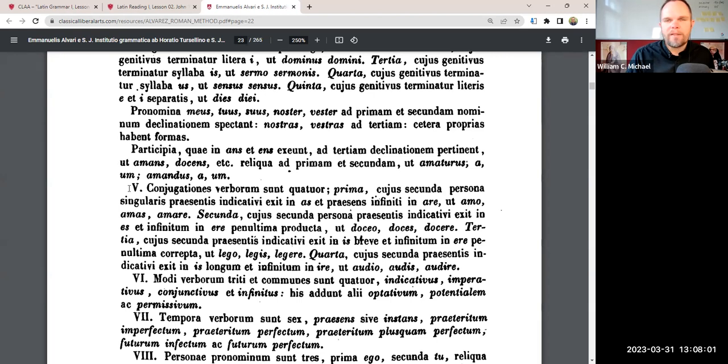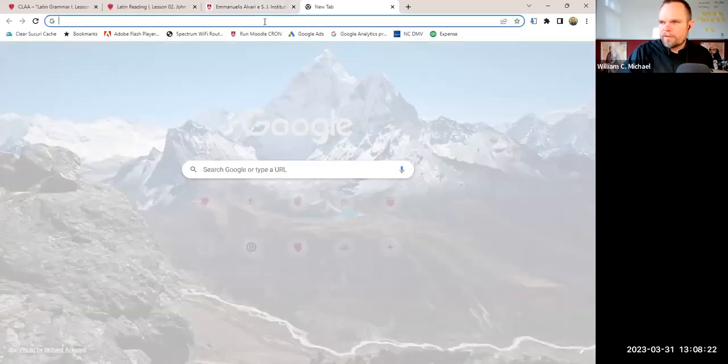So by the end of this class, hopefully you have a good understanding of why Latin verbs look the way that they do. And I'll give you some tools that can help you to get started with this, even though we haven't studied it yet. I'll give you a tool that helps you out here. Let me just get it real quick. If I have to just Google.